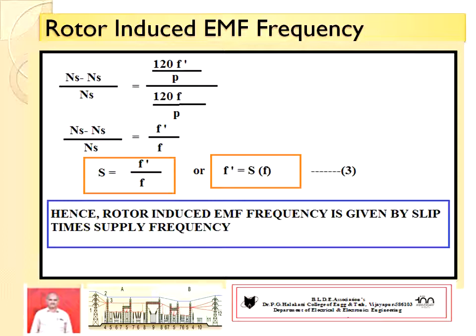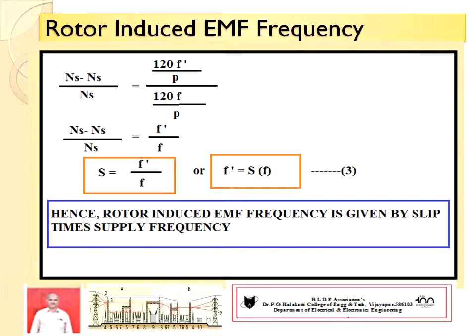Dividing equation 2 by equation 1, you write Ns minus n divided by Ns equal to 120 F dash by P divided by 120 F by P. Ns minus n divided by Ns is referred to as slip. Slip equal to F dash by F. Therefore, F dash equal to S times F. Hence, the rotor induced EMF frequency is directly proportional to slip and supply frequency.